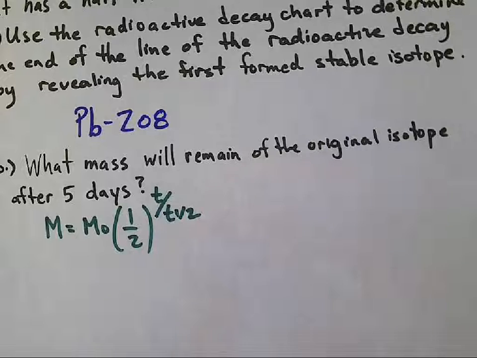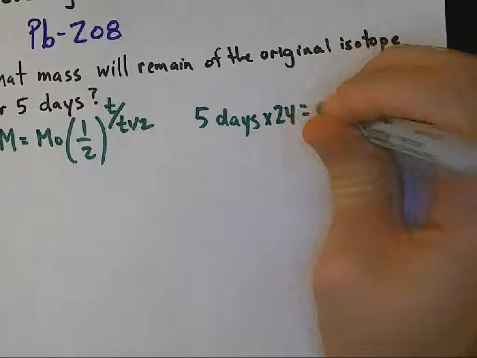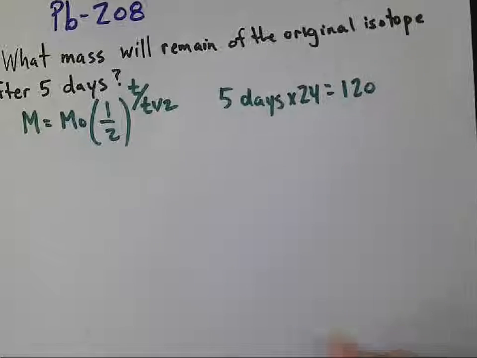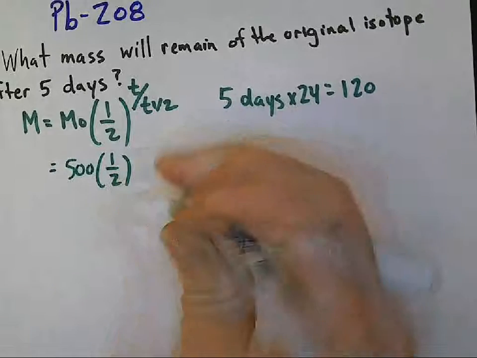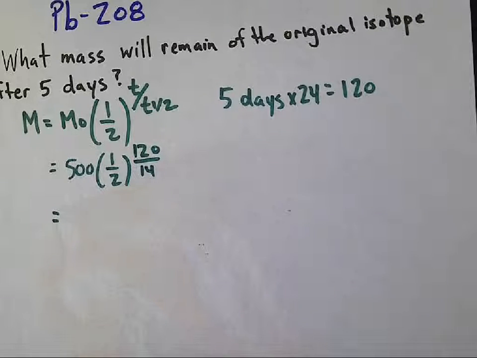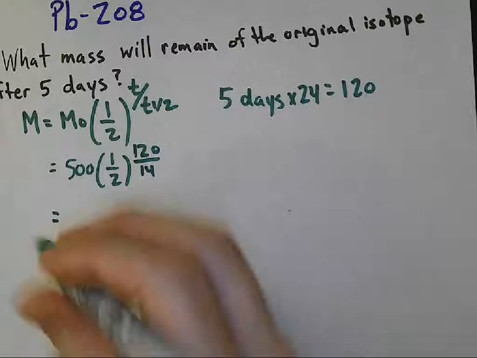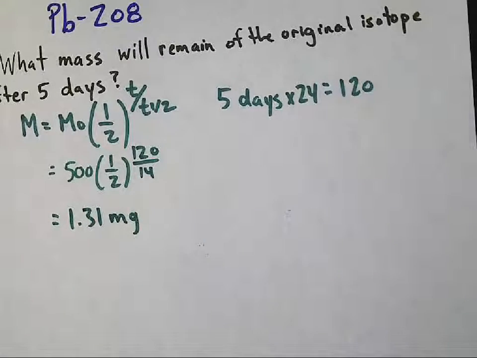T 1/2 is our half-life. T is however much time we're at right now. And this is 5 days. And since originally we had a half-life of 14 hours, 5 days multiplied by 24 is 120 hours. So that will give us 500 multiplied by 1/2 to the exponent 120 all over 14. And a calculation there tells you that you get 1.31 milligrams of that original uranium 240 remaining from that original isotope.